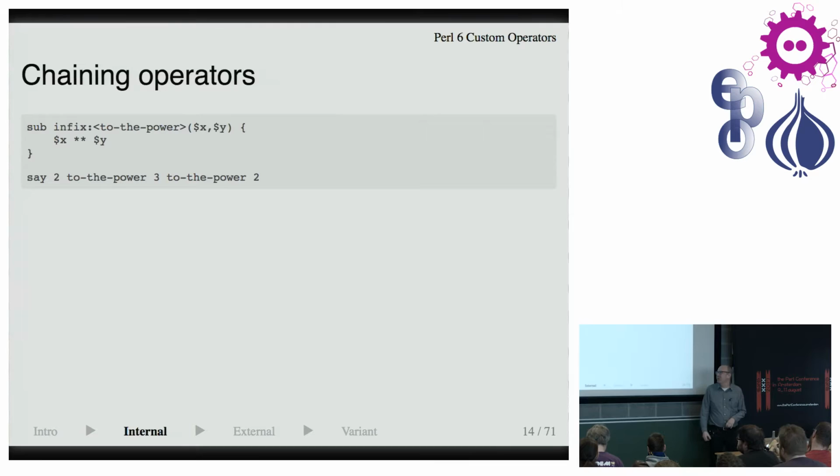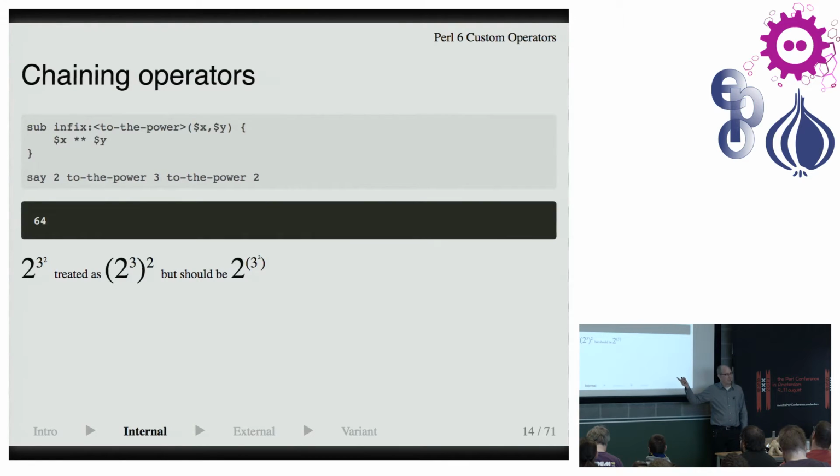Okay, what about chaining operators? So let's say we have this operator to the power, which is, I don't know COBOL, but it seems like it could be a COBOL operator. We want to raise the first argument to an exponential value. So 2 to the power 3 to the power 2, what are we going to get? 64, because it's going to be 2 to the 3 to the 2, so 8 squared.